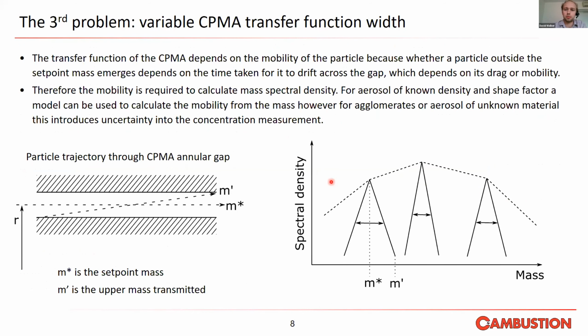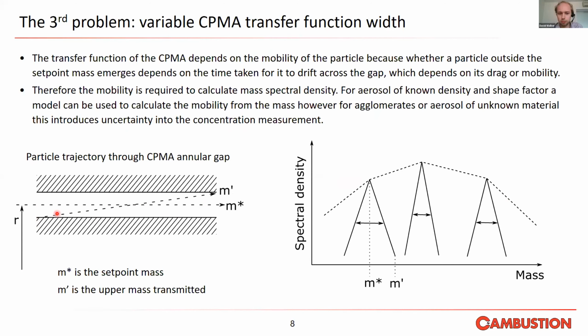Coming on to the third problem, it is a little more subtle and requires some understanding of how the CPMA works. You've got this balance of centrifugal and electrostatic forces across an annular gap. So a particle of just the right mass to charge ratio would take this trajectory down the middle where those forces are exactly balanced. But consider a particle that's just a little bit larger, starting at the inner wall.